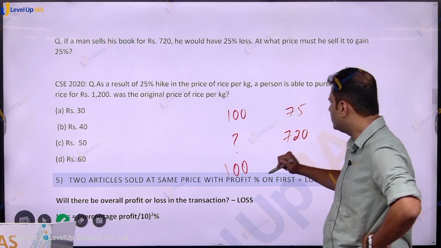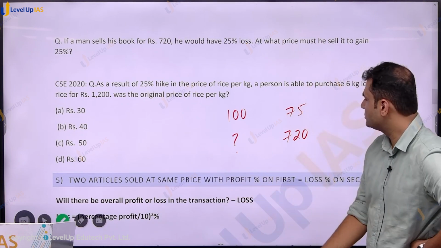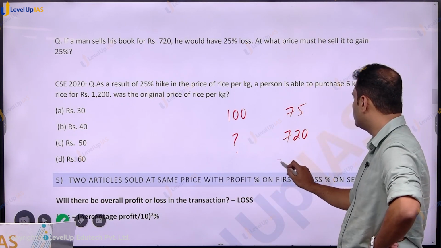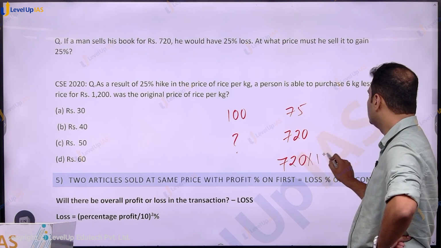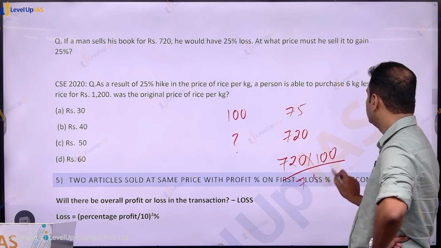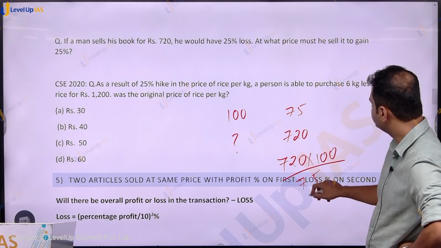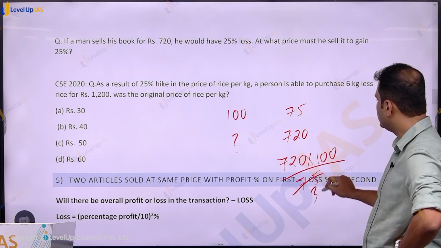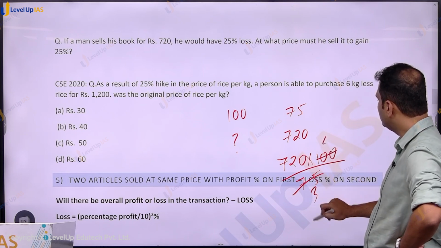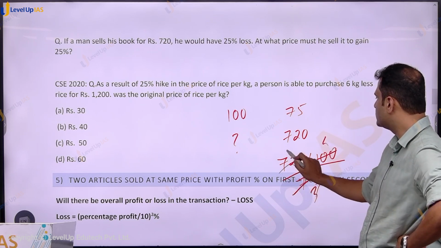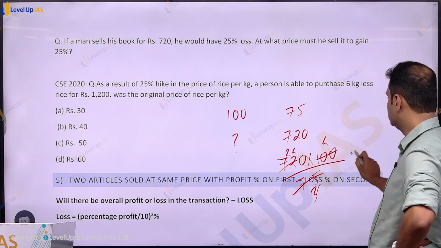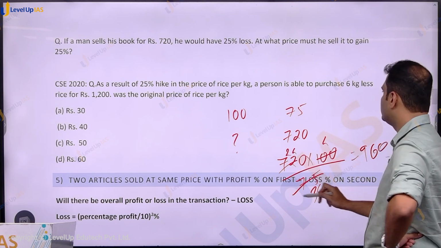So let us find out cost price. Cost price we can find out from here: 720 into 100 divided by 75. If you divide by 25, it will be 3, 4, and again you divide by 3, it is 24. So it is 960 rupees. That would be the cost price.